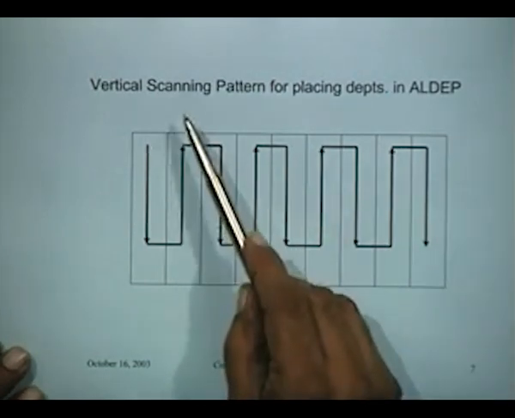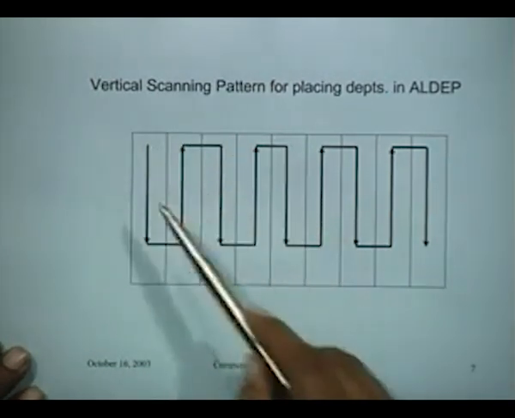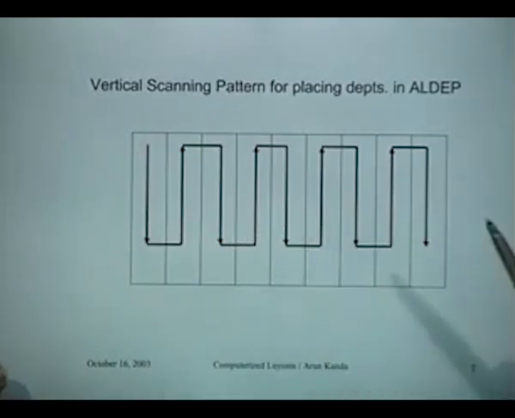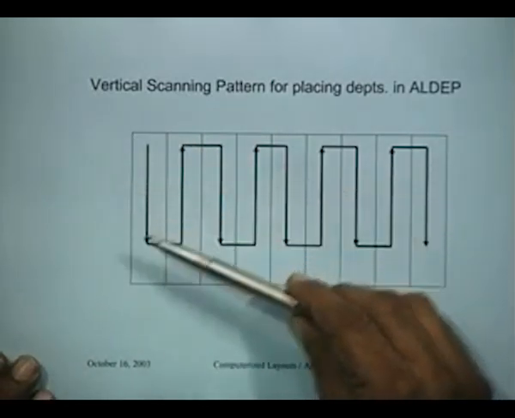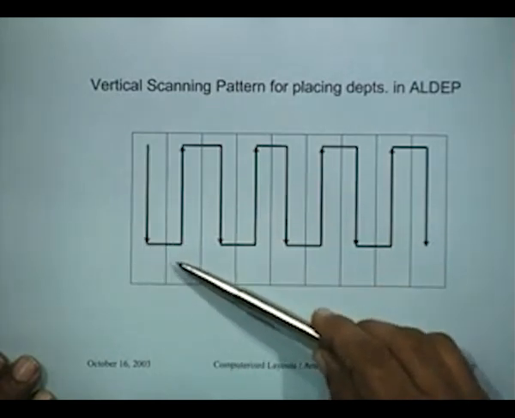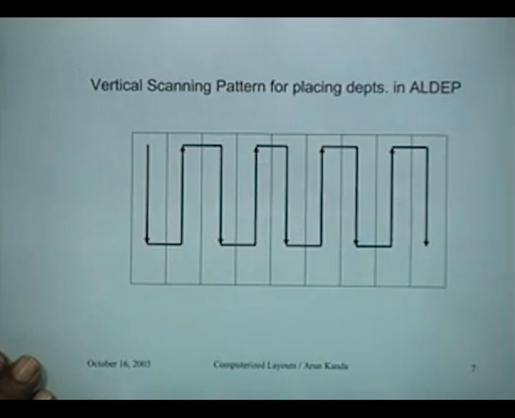This pattern is known as the vertical scanning pattern, because we are vertically scanning the area and taking a strip of the required size and putting it there, and then the next department comes from here and we put it there, and then the third department, and then the fourth department, and so on. So this is the mechanism that is adopted in LDAP for placing the departments on the shop floor.